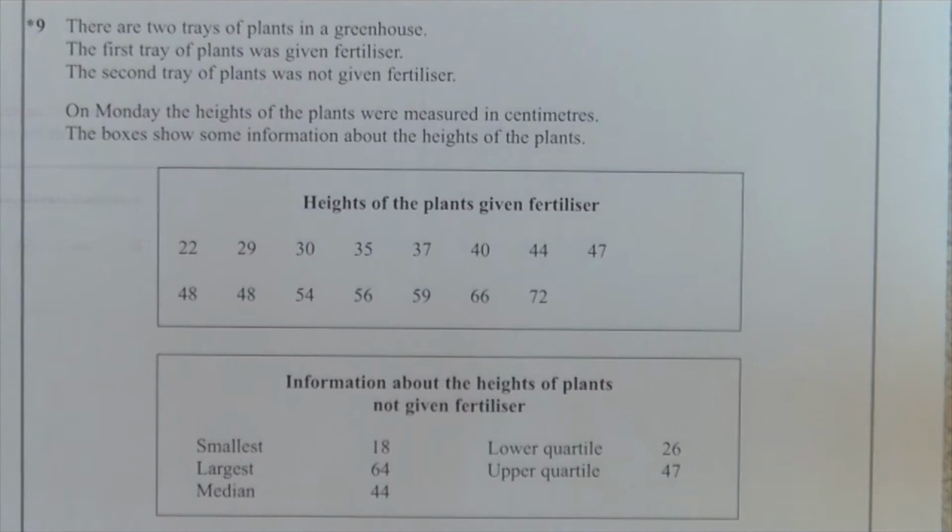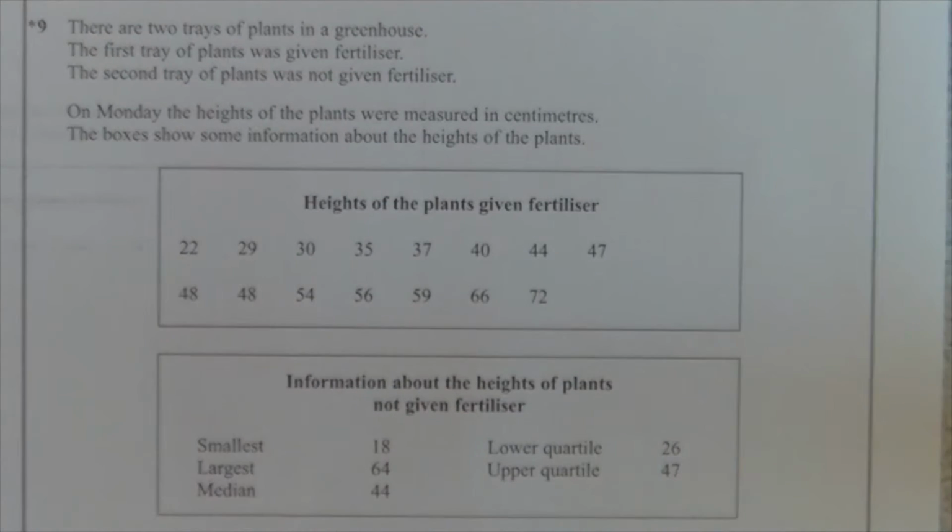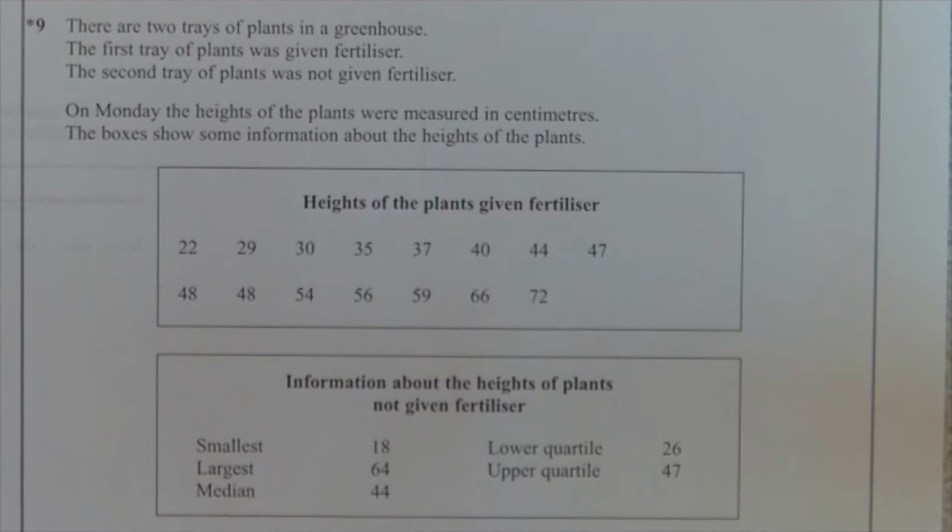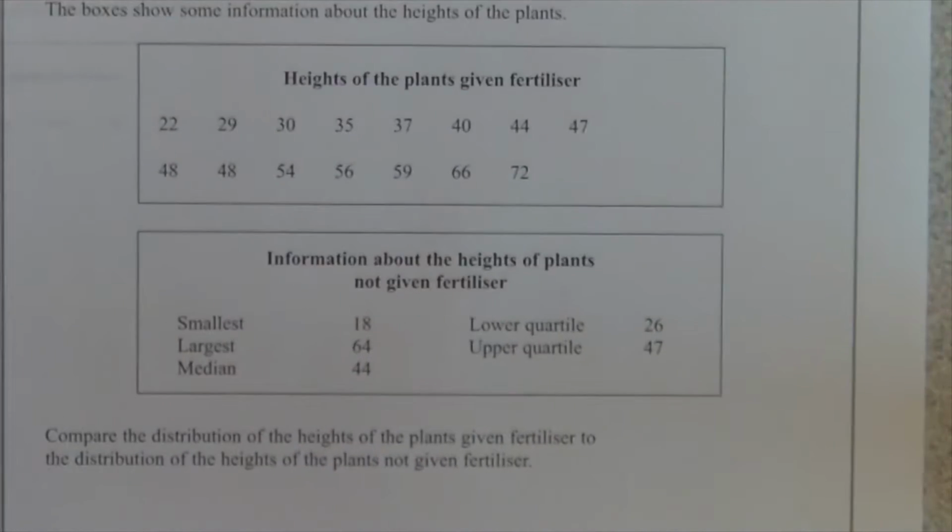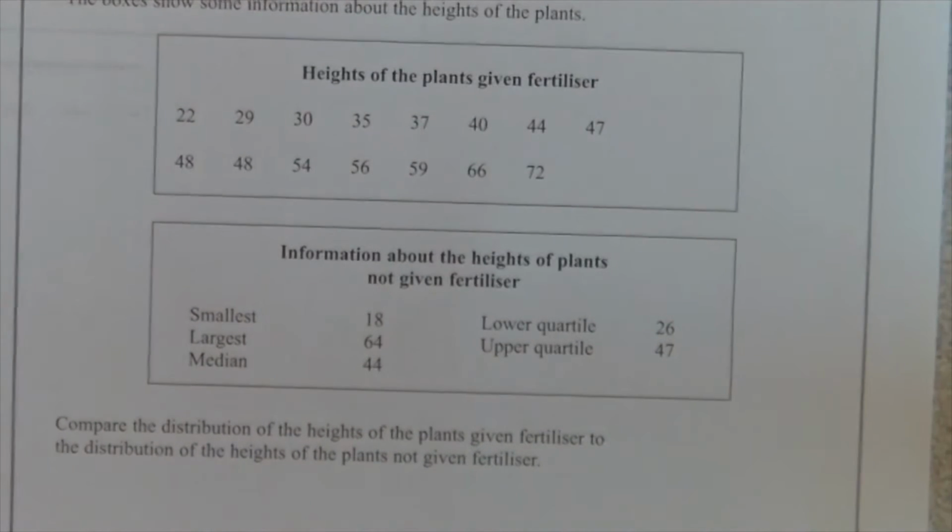So this is question 9. We've got 2 different data sets about plants in a greenhouse. Some are given fertilizer and some aren't, okay? And we're told to compare the distribution of the plants given fertilizer to the plants not given fertilizer.